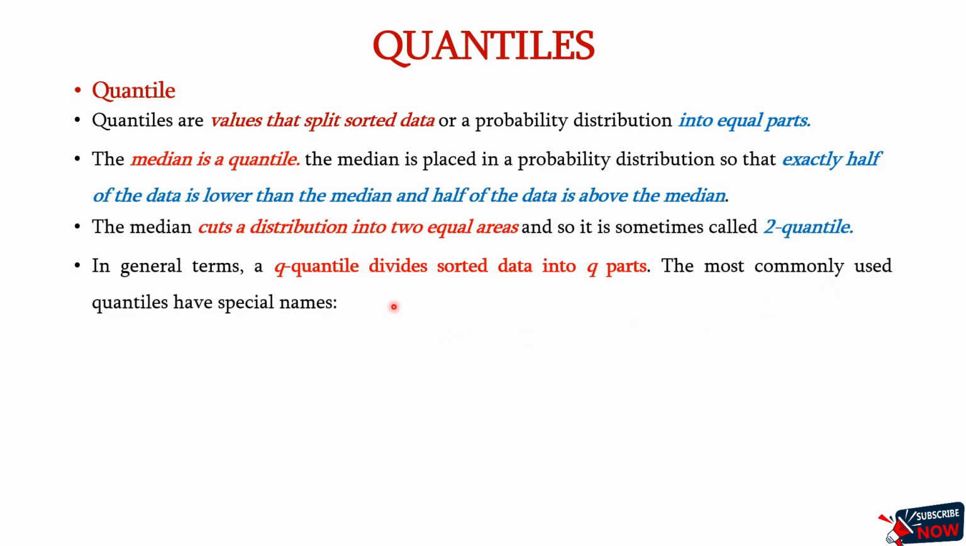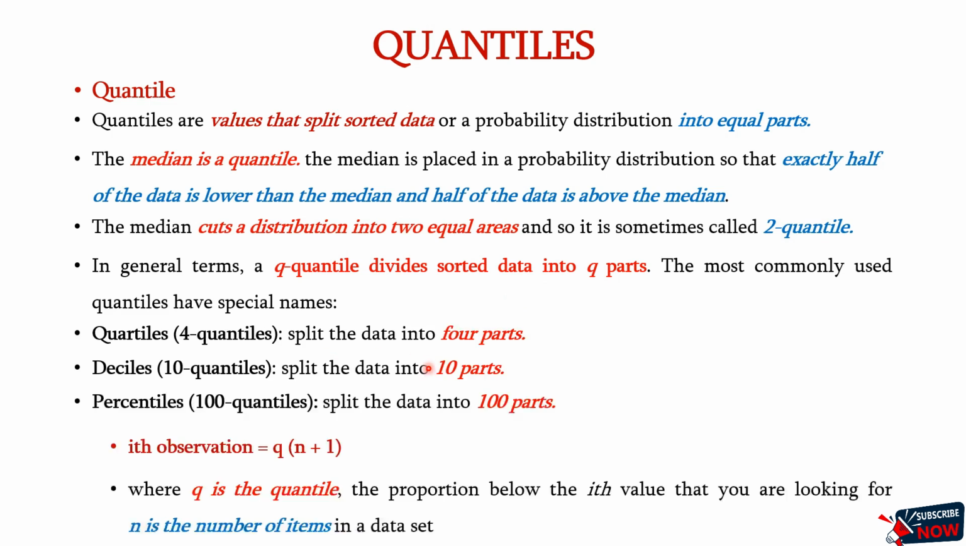In general, a Q quantile divides sorted data into Q parts. The most commonly used quantiles have special names as mentioned here. Quartiles, that is 4 quantiles, split data into 4 parts. Deciles, 10 quantiles, split the data into 10 parts. Percentiles, 100 quantiles, split the data into 100 parts. Generally we can represent the ith observation as q into n plus 1, where q is the quantile, which is nothing but the proportion below the ith value that we are looking for, and n is the number of items in the data set.